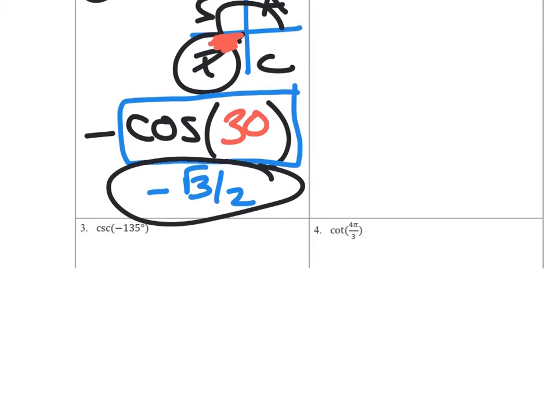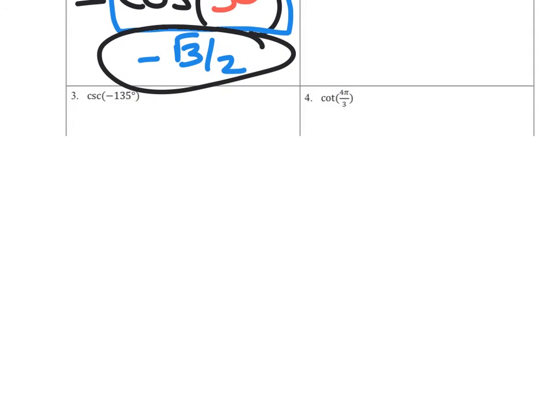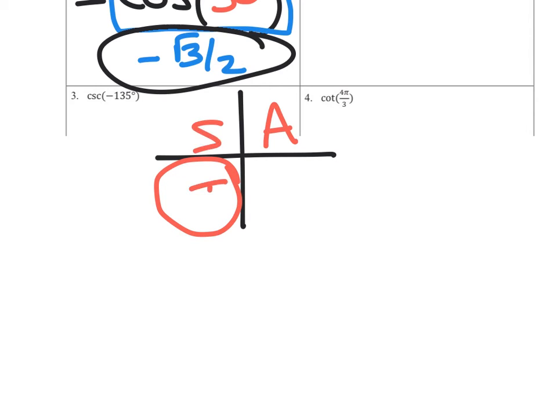Let's try another one. Ooh, a little sneakier. Cosecant of negative 135. So first things first, let's draw it out. I have to go negative 135, so I'm going to swing backwards. 90, 180. So negative 135 puts me here. Again, all students tip cows. This is tangent's quadrant. This is not tangent, which means my answer is negative. So I'm going to have negative cosecant.